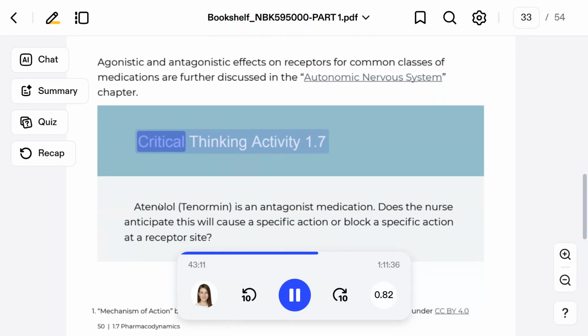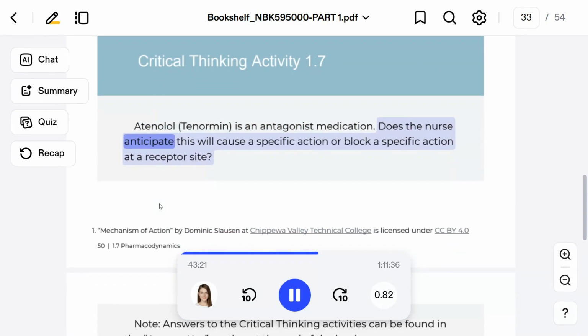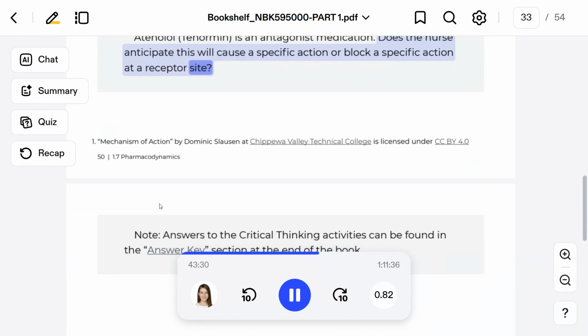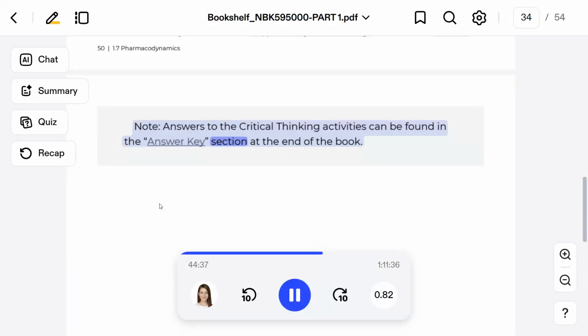Critical thinking activity 1.7. Atenolol is an antagonist medication. Does the nurse anticipate this will cause a specific action or block a specific action at a receptor site? Note: answers to the critical thinking activities can be found in the answer key section at the end of the book.